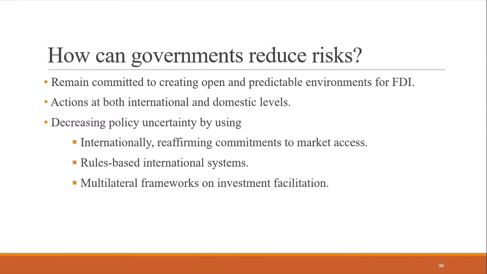Okay, how can government, we said, till here we said that risk is a bad thing, and we studied how risk can decrease the inflow of FDI to the country. So how can the government reduce risk? Remaining committed to creating open and predictable environments for FDI. Then actions at both international and domestic levels. Decreasing policy uncertainty by using three factors.